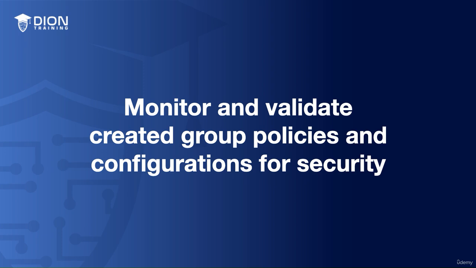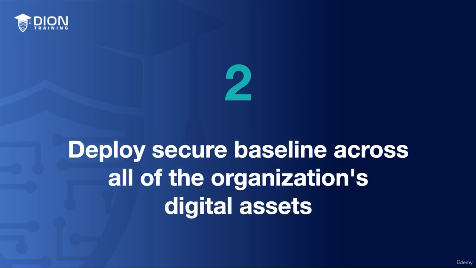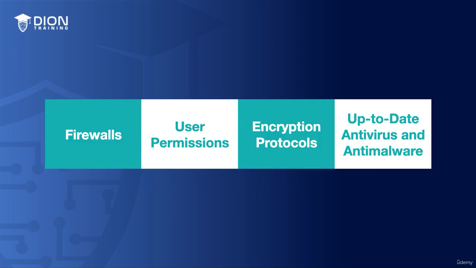Now, in addition to creating the secure image for new installations, we also need to keep track of any group policies and other configurations that we're going to create and ensure they're validated and secured before we deploy them to all of our other assets. And so now that we have a secure baseline established, we can now deploy it across all of our organization's digital assets. Deployment can involve configuring firewalls, setting up user permissions, implementing encryption protocols, and ensuring that antivirus and anti-malware solutions are properly installed and updated.